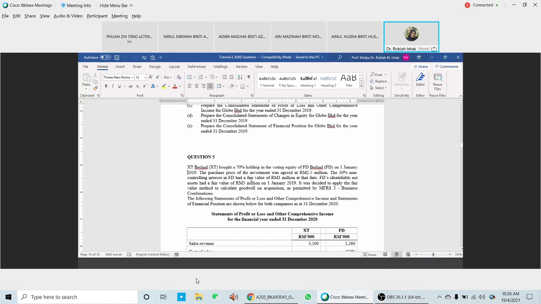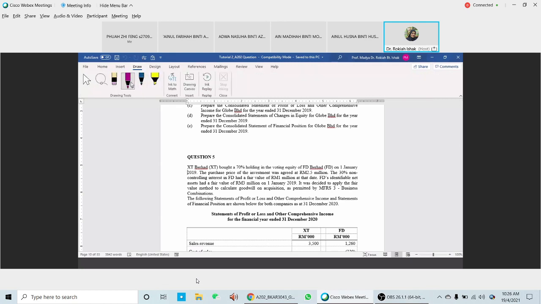Okay, so for question 5, we're going to look here. XT bought 70% interest in the voting equity on 1st of January. The agreed purchase price was 2.5 million. So this is what you have for the COI, you're going to have 2.5. And then the 30% NCI has a fair value of 1 million. And then the net identifiable asset was 3 million.